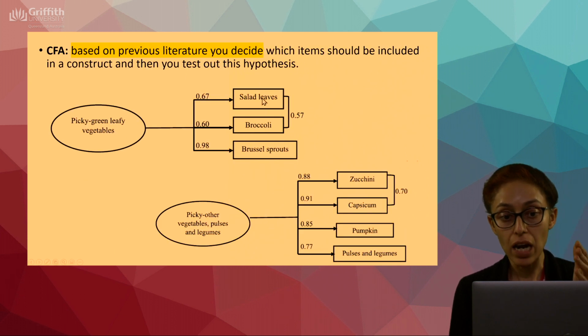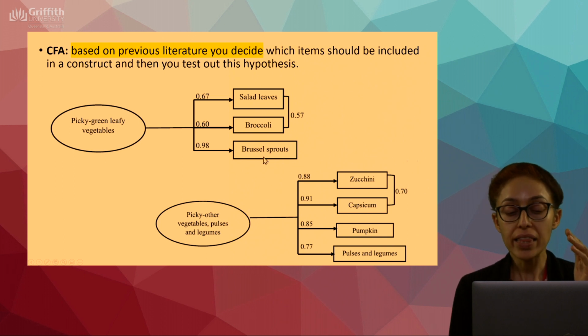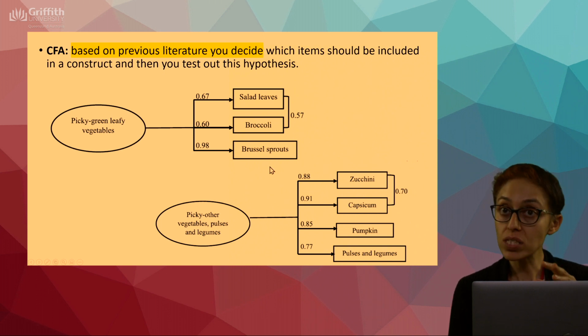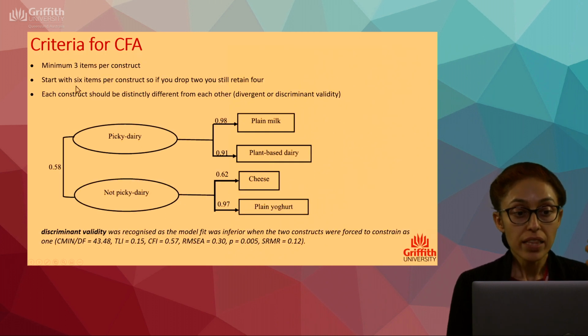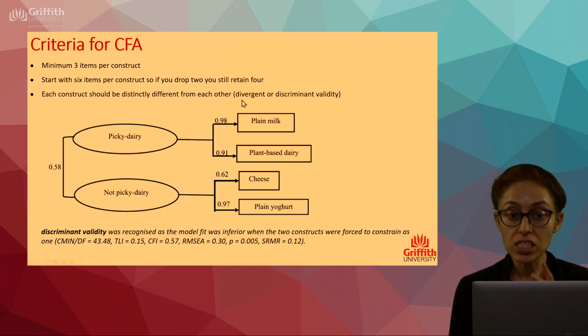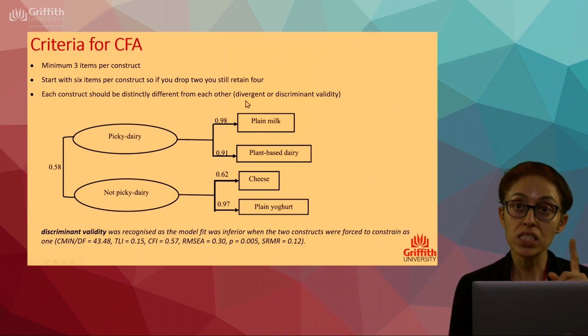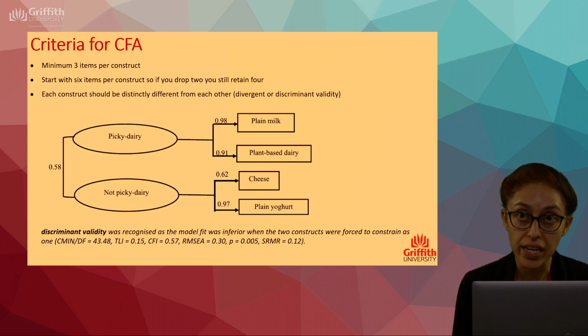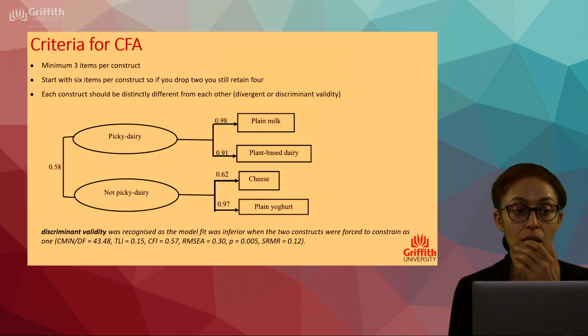Okay, so I may start off with salad leaves, broccoli, Brussels sprouts, and then I may have 2 other green leafy vegetables in this. Then they may not sit well together, I may remove them, and this forms my one construct. Then each construct should be distinctly different from each other. This is called divergent or discriminant validity. Very important, guys. Please pay attention to this one.